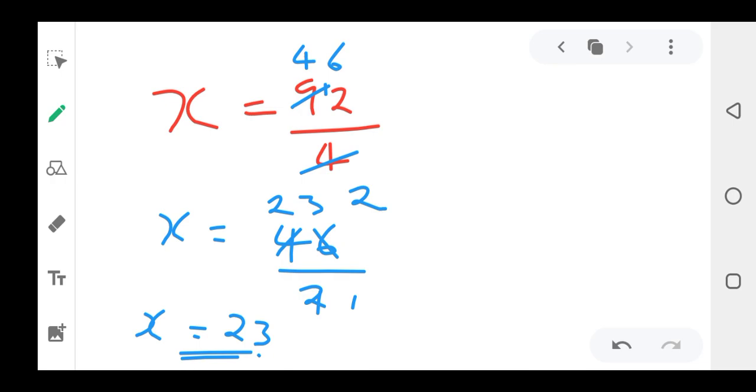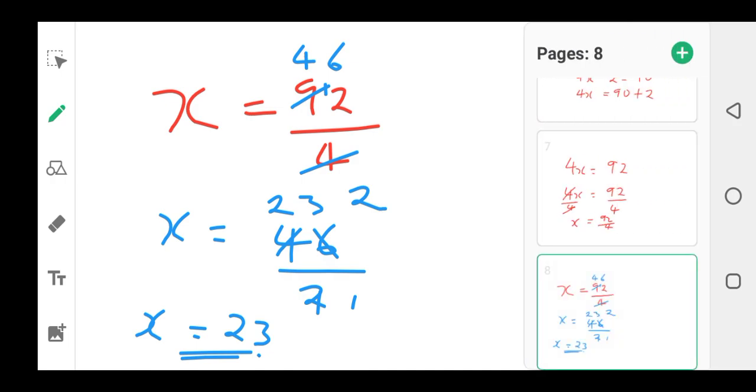That's how I find the value of x. So you proceed. You keep on calculating. You go to the next question. So it means x was 23.